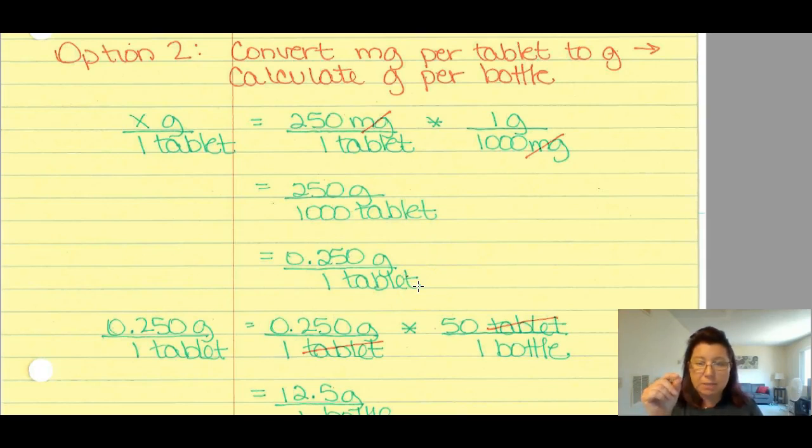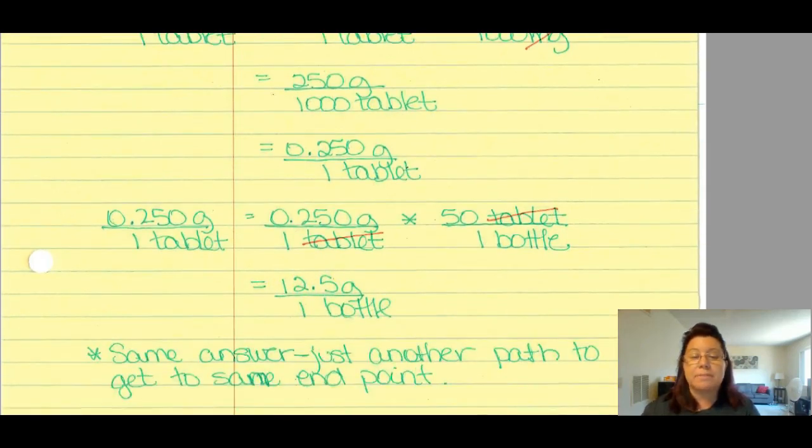Now that I know how much is in one tablet, I have to multiply it by how many tablets are in a bottle. So there are 50 tablets in a bottle, the tablet goes away, and I am left still with 12.5 grams per bottle. So either way, it's just another way to get to the end point. Do you figure out how much is in the whole entire bottle first and then convert it to grams, or do you find out how many grams are in one tablet and multiply by how many tablets are in the bottle itself?